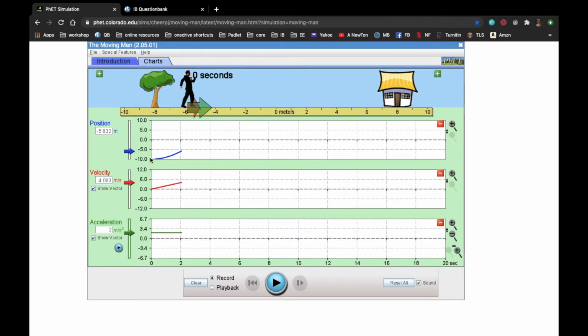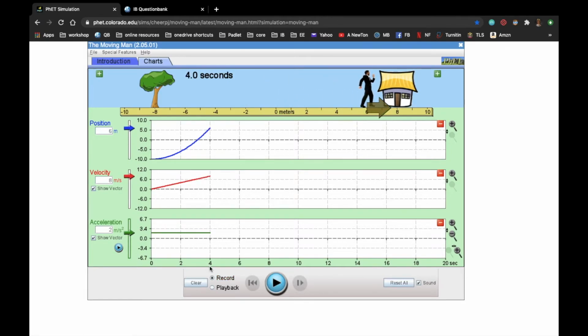In the meantime, observe that this graph is not a straight line anymore. We will get back to that in a minute. Keep observing. Let's have him running for a little bit longer. And you see that he is accelerating.